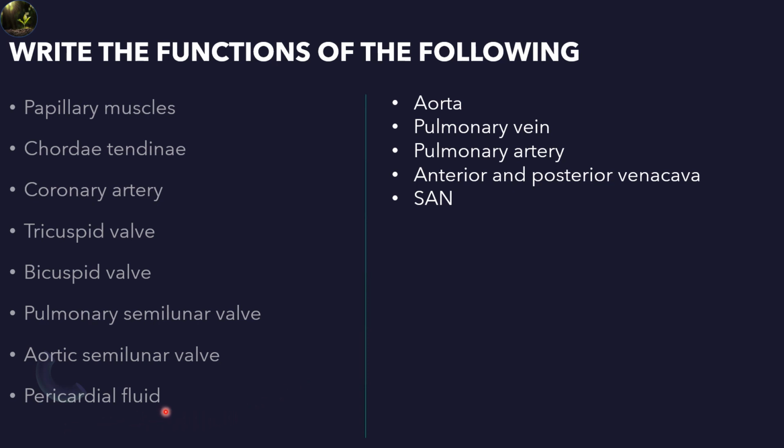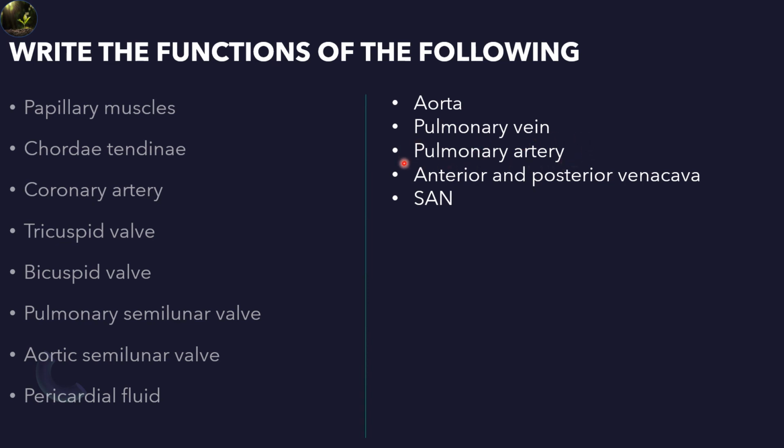Pericardial fluid, mainly two functions are there. It reduces the friction and it protects the heart from injury. Then the next one, aorta. What is the function of the aorta? Aorta carries oxygenated blood from which part of the heart? From the left ventricle to the different parts of the body. Pulmonary vein carries oxygenated blood from the lungs to the left auricle.